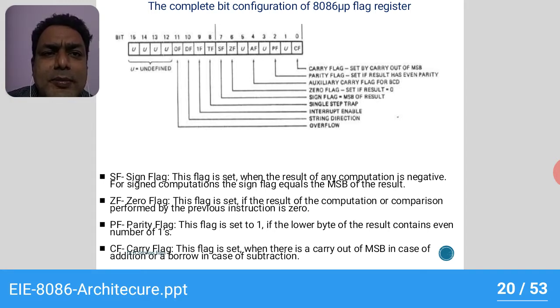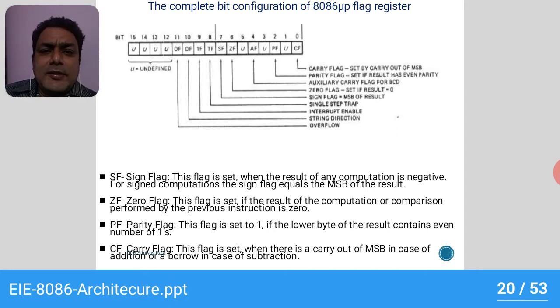You can see from the diagram, this flag is set when the result of any computation is negative. So for signed computation, the sign flag equals the MSB of the result. This is the indication of a negative or positive sign, and in such cases the sign flag is set. Whenever your computation result is negative in sign, then the sign flag will be set.